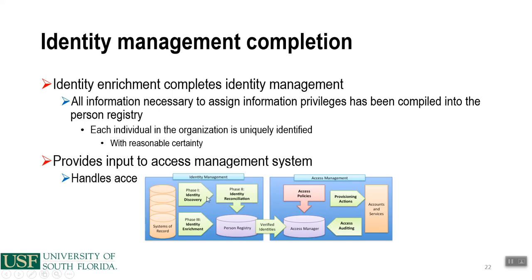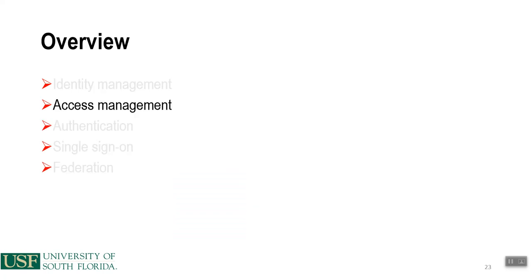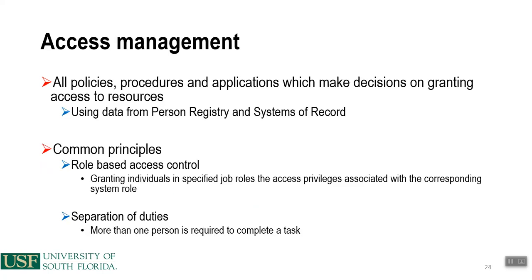So now we've managed all of the identities within our organization. We've reconciled them accordingly, and that could actually be used as input into what's called an access manager. That access manager will help you identify who gets access to what within an organization. So let's get into that right now. Access management: all policies, procedures, and applications which make decisions on granting access to resources.